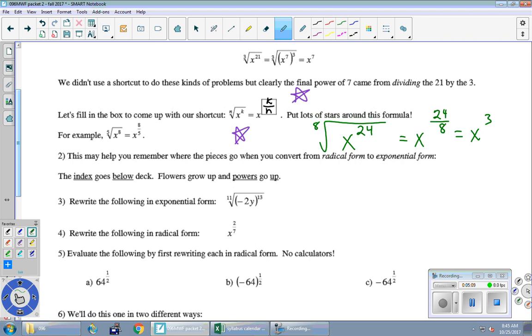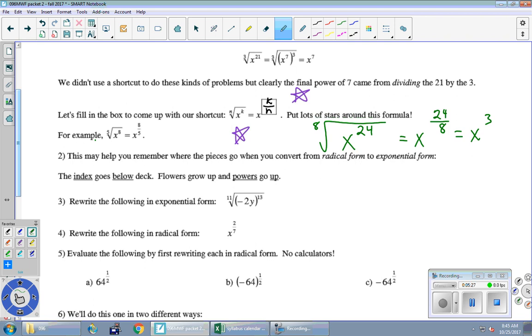So the moral of the story is that if you see a radical, you can translate that to a fraction power. And if you see a fraction power, you can translate that to a radical. We'll do both directions in just a second. Pretty much the only way to go wrong here is to put the 8 and the 5 in the wrong spots. So we just have to remember which one goes where.